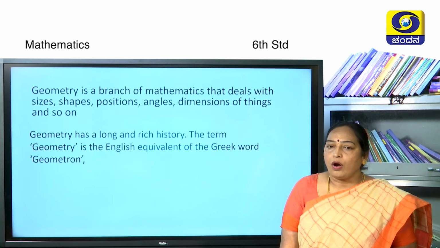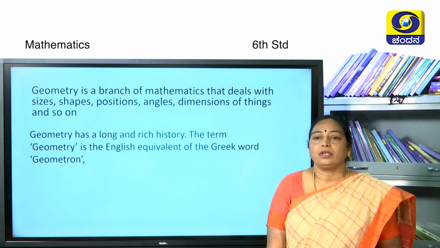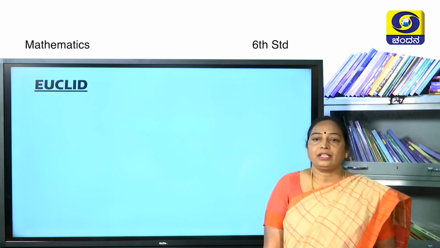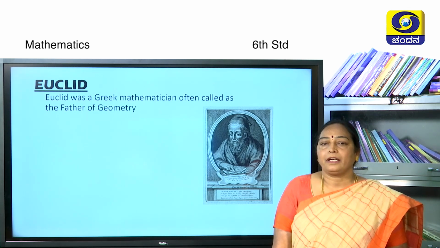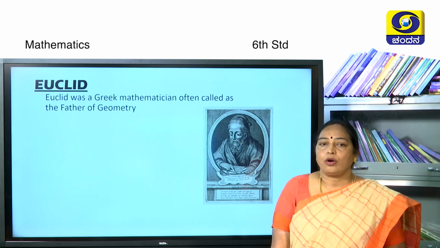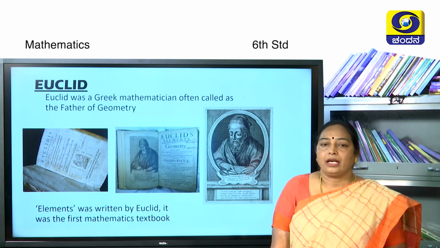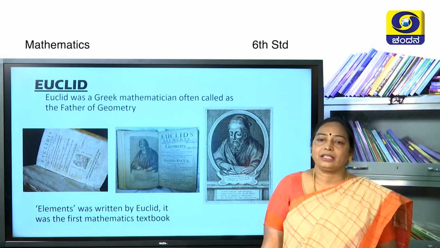Geometry has a long and rich history. The term geometry is the English equivalent of the Greek word geometron. In geometron, geo means earth and metron means measurement. Children, look at this picture, that is Euclid. Euclid was a Greek mathematician often called the father of geometry. So, these are the books. Elements is written by Euclid. It was the first mathematics textbook.